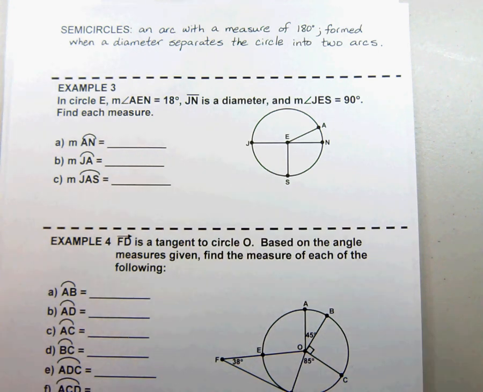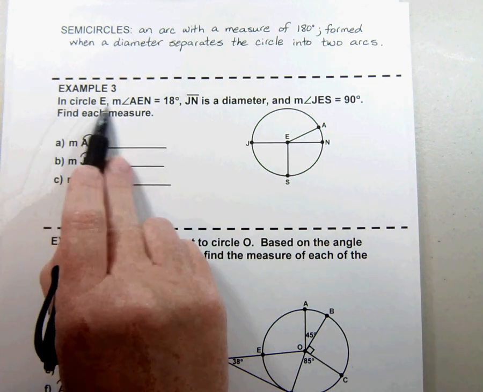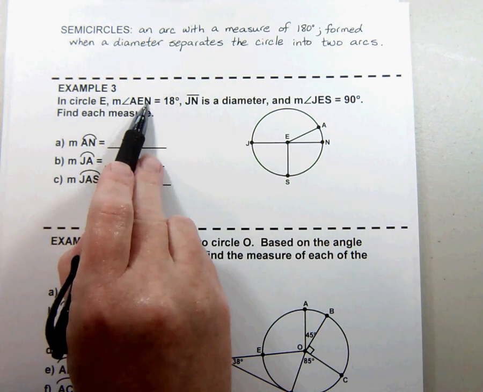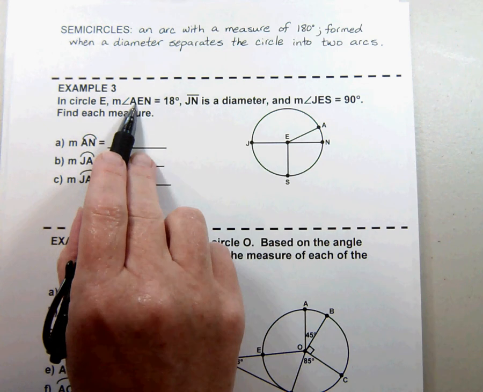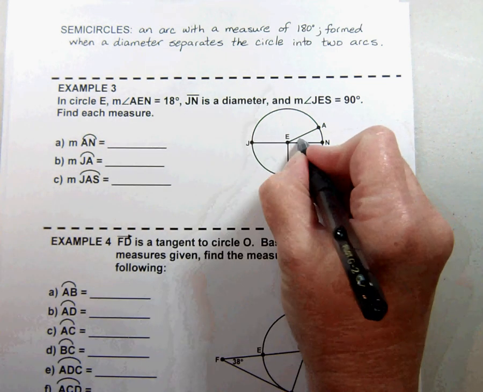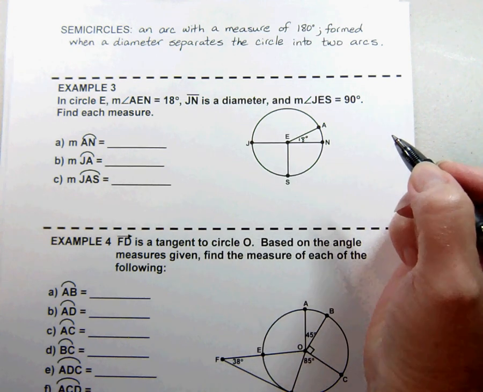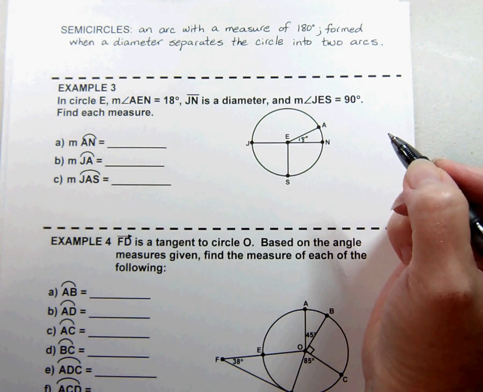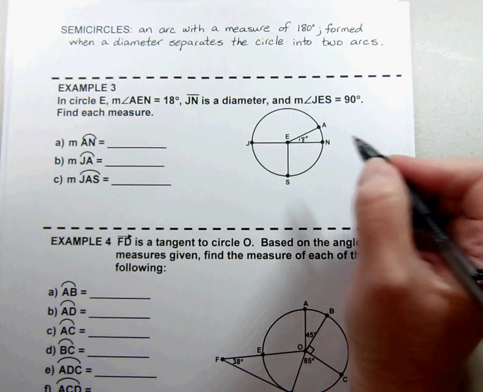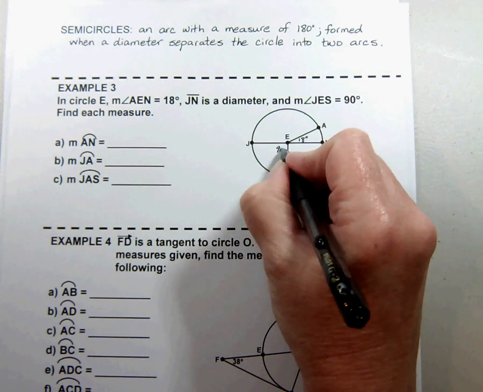Alright, this first one, they're telling us that, look at the example. It says in circle E, angle AEN is 18 degrees. That means right here. I'm going to go ahead and write that in on the picture. JN is the diameter, and angle JES is 90 degrees. So let's go ahead and write that one in.